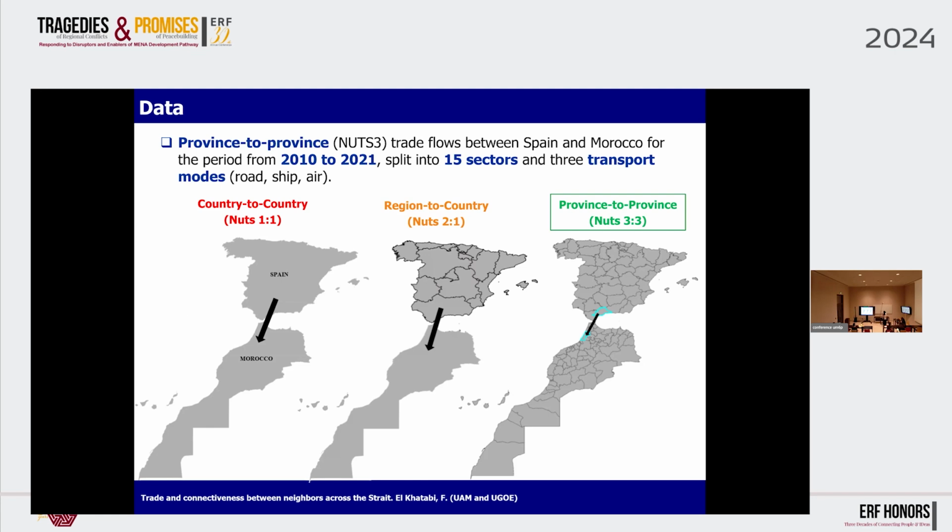Two years ago, I developed my own data set at province-to-province level, that is NUTS3 in terms of Eurostat, with trade flows between Spanish and Moroccan provinces, covering the period from 2010 to 2021, split into 15 sectors and 3 different transport modes: road, ship, and aircraft. Ship is the most important mode, because of the coastline and the port connectivity between both countries.